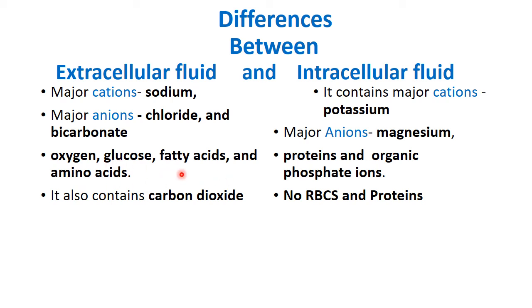Here there are oxygen, glucose, fatty acids and amino acids. There, proteins and organic phosphate ions are present. It contains carbon dioxide. Here there are no RBCs and proteins. So these are the main differences. But overall osmolarity, when we say sodium is more here, potassium is more there, chloride more here, magnesium more on this side, remains the same with a difference of 1 millimole. Only a slight difference.